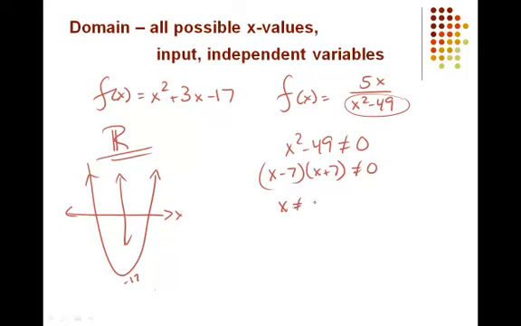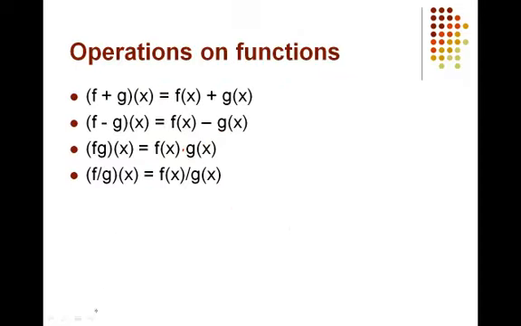Therefore, x cannot equal 7, and x cannot equal negative 7. So using our interval notation, we would say negative infinity to negative 7, negative 7 to 7, and then 7 to infinity. Okay, so there's a couple examples of domains.